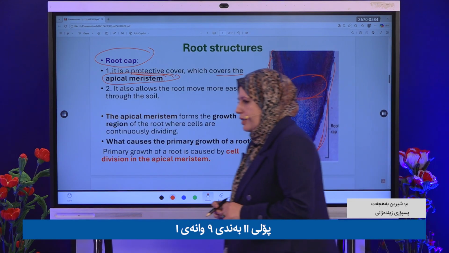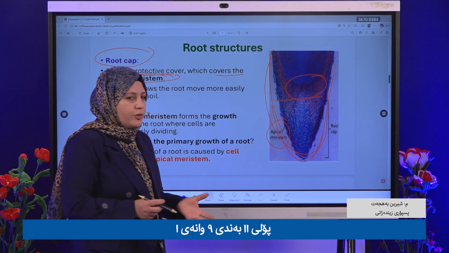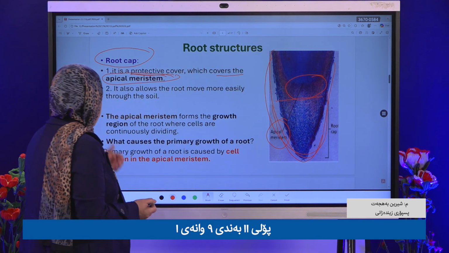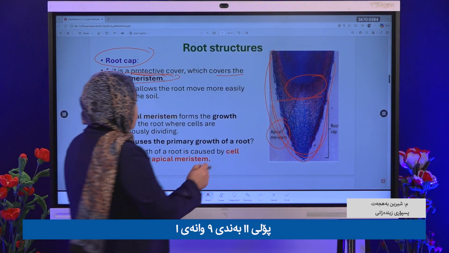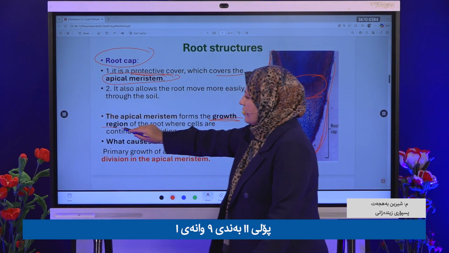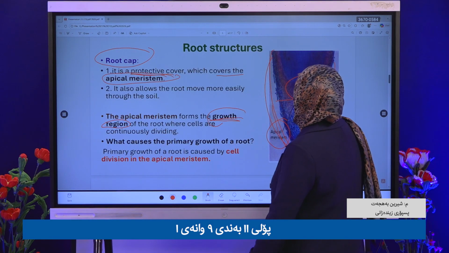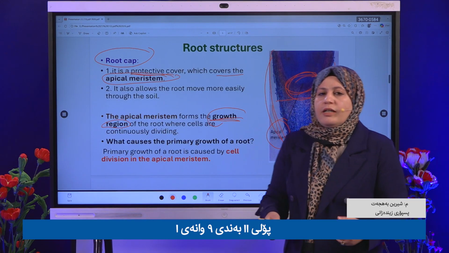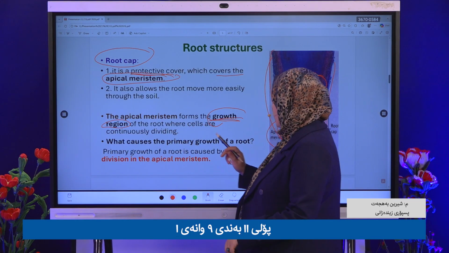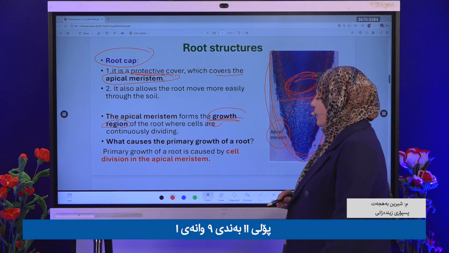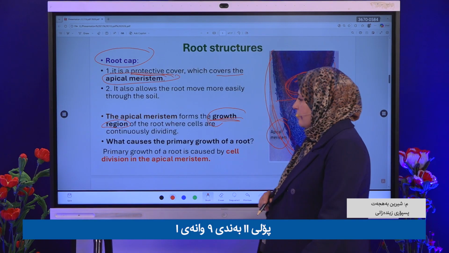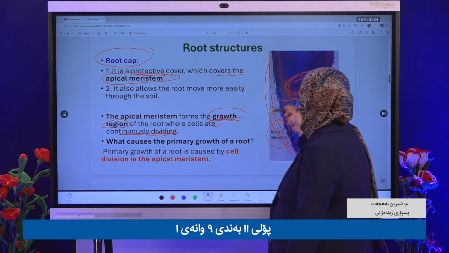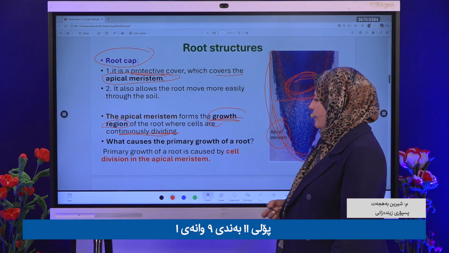Why is it important to protect the apical meristem by a root cap? The apical meristem is a growth region. So from this part, the growing of the root starts. From which part? From the apical meristem. Clear? In the root, cells are constantly dividing. In which part? In the apical meristem.